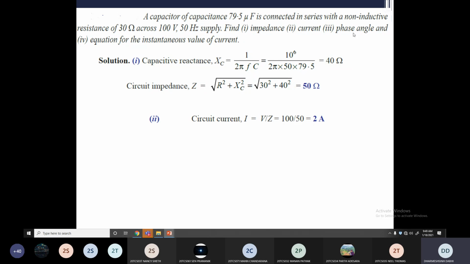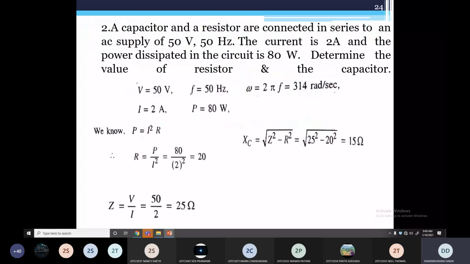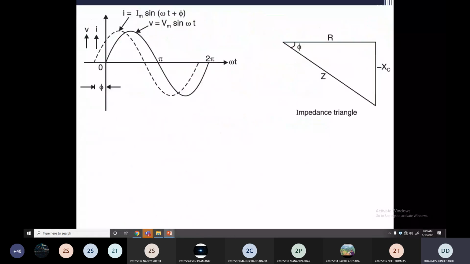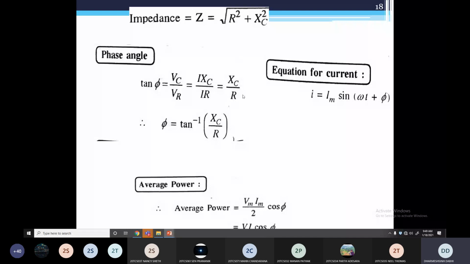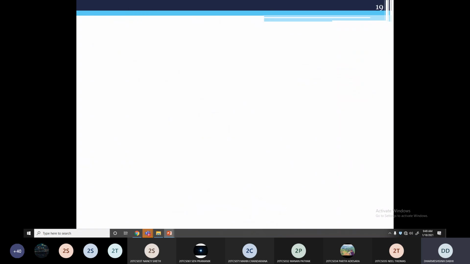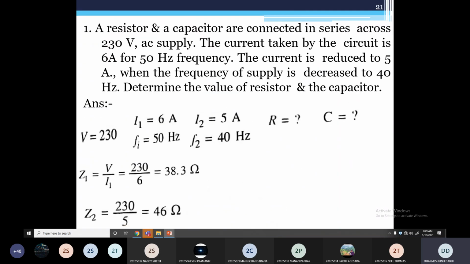Now calculate third, phase angle. Phase angle means phi. You can also call it the power factor angle, the angle between voltage and current. So how to calculate this? We already saw in the theory. First you find tan phi. Tan phi is XC by R. XC you already calculated, 40 ohm. R is given, 30 ohm. So 40 by 30, that is 1.33.